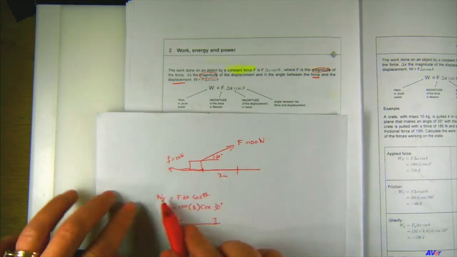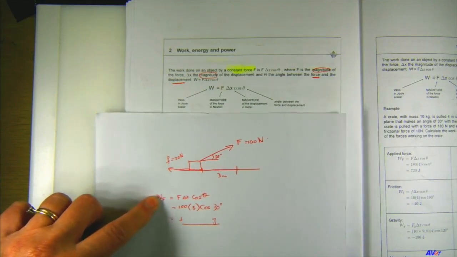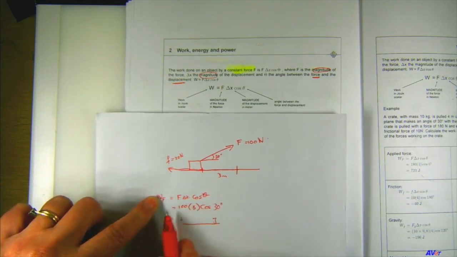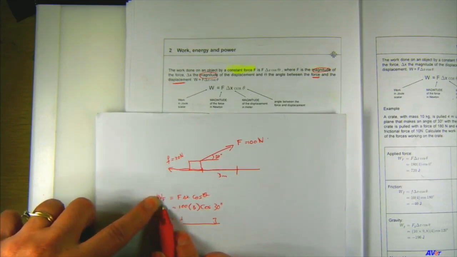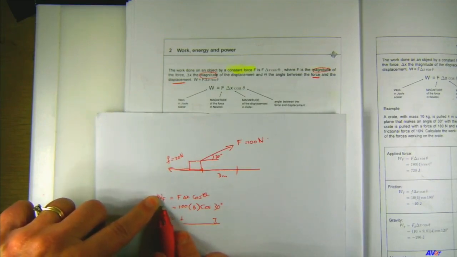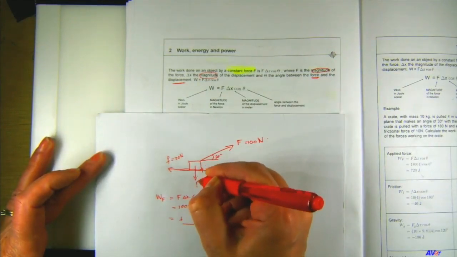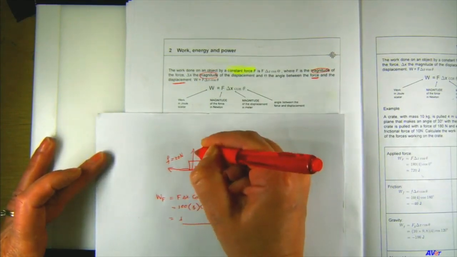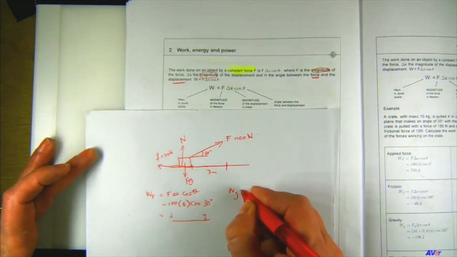So whenever they're asking for work, go and check the work of which force. You have to know which force you're working with. It's not always the applied force. It can be the frictional force. It can be the normal force. It can be the gravitational force. So if you look at this one, gravity is working down and the normal force is working up. What is the work done by gravity?